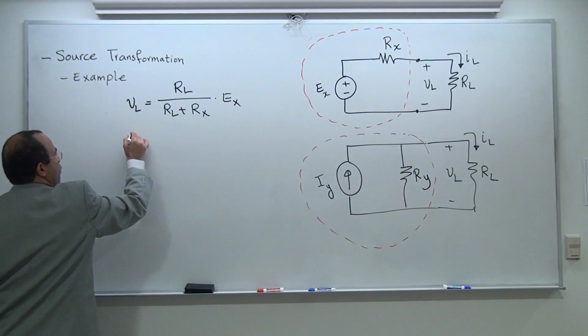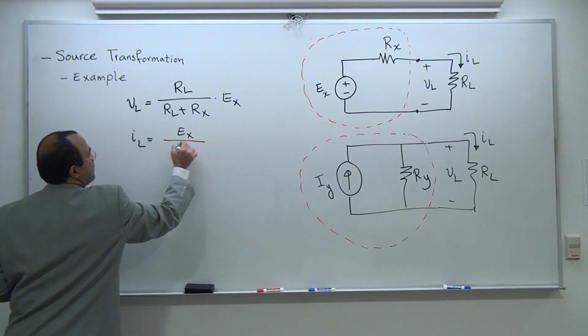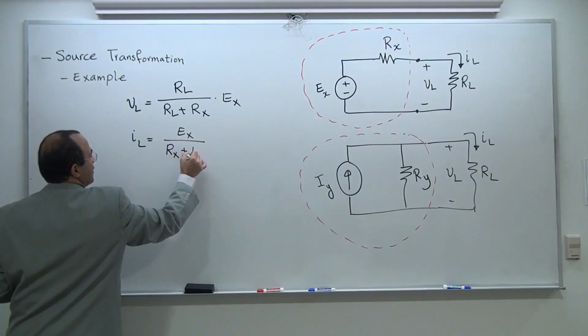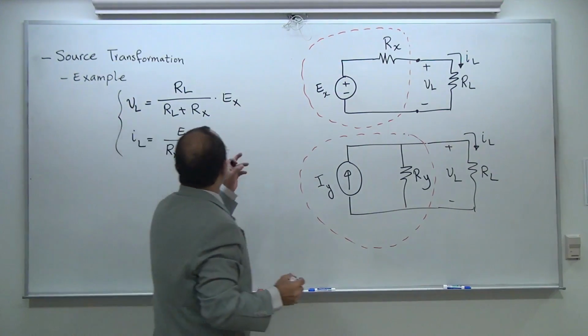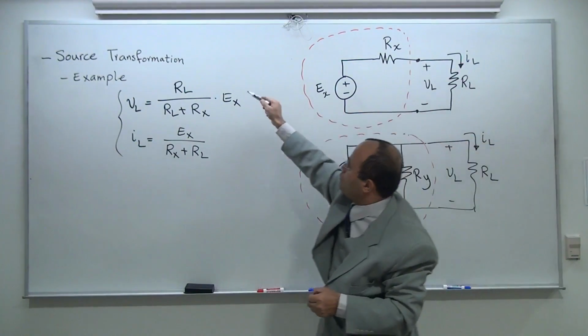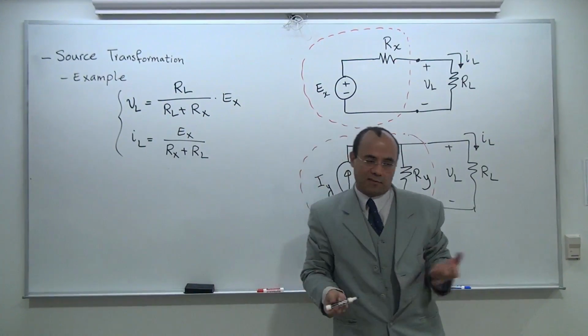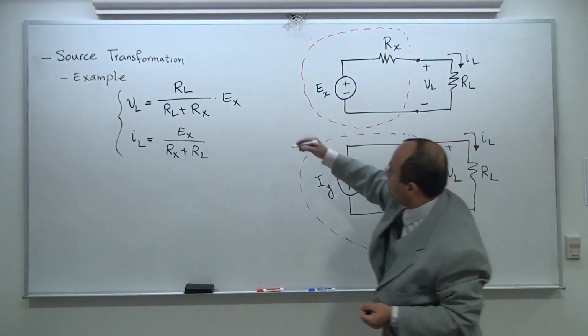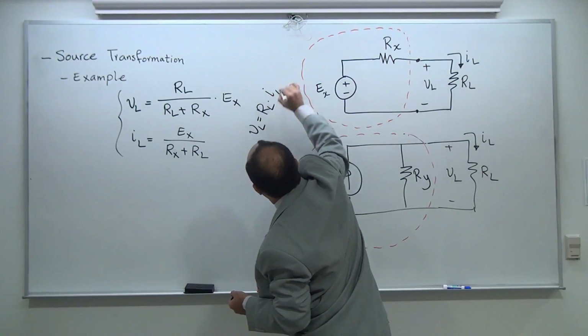How much is IL over there? IL is obviously going to be EX divided by the total resistance I'm going to see. You can also say that IL is equal to VL divided by RL. If you divide VL by RL, RL is gone and it's left with Ohm's law: VL is equal to RL IL.